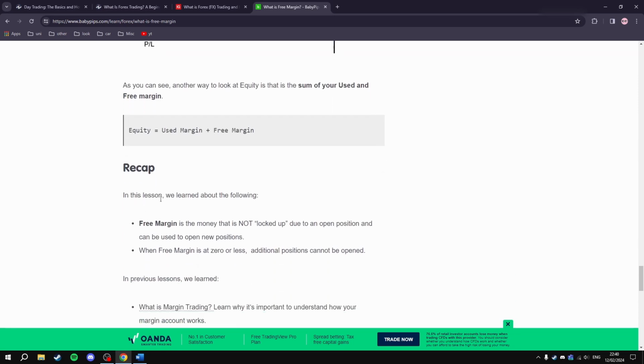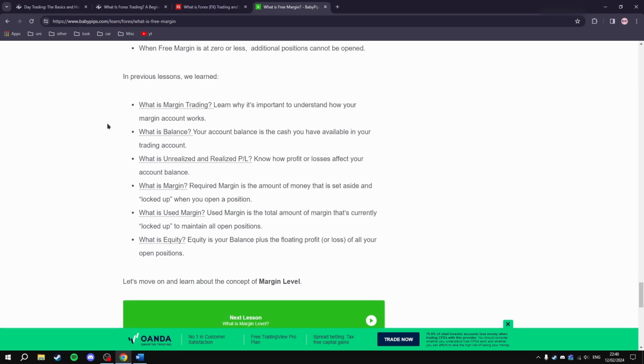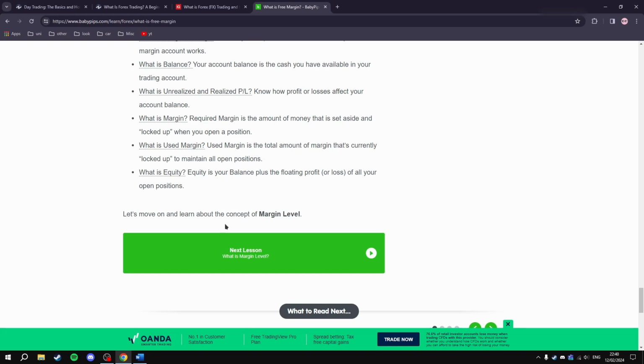Recap. In this lesson, we learnt about the following. Free margin is the money that is not locked up due to an open position and can be used to open new positions. When free margin is at 0 or less, additional positions cannot be opened. In previous lessons, we've learnt what is margin trading, what is balance, what is unrealized and realized profit and loss, what is margin, what is used margin, and what is equity. Let's move on and learn about the concept of margin level.